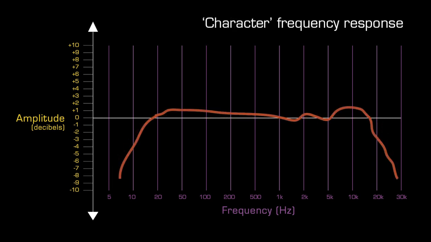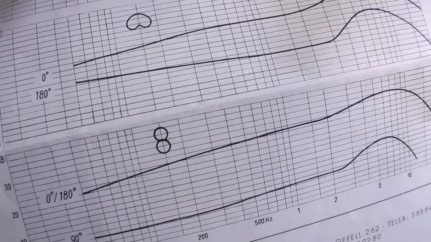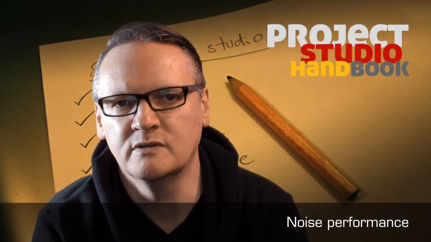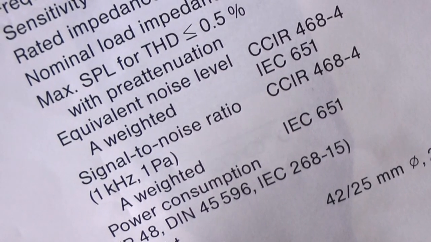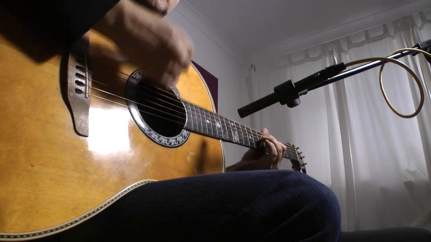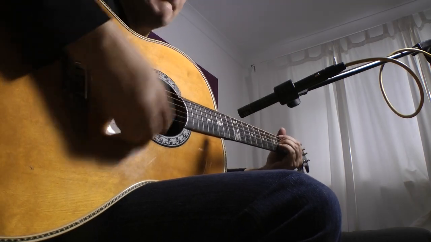We may not always want a flat response and prefer a response that boosts some frequencies, perhaps in order to add clarity or definition. But either way, we can check the frequency graph if one is available. Secondly, noise performance. Specifications can contain various confusing statistics on noise and distortion. Most mic pre's perform well or adequately. However, if we plan to record a quiet or delicate sound, we may want to check noise performance audibly.